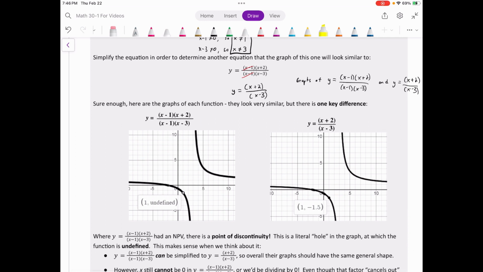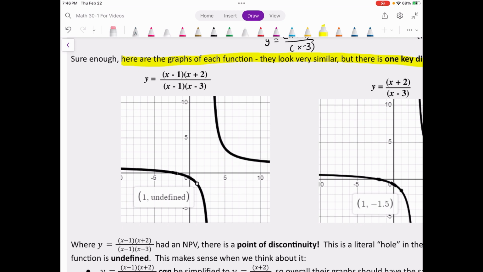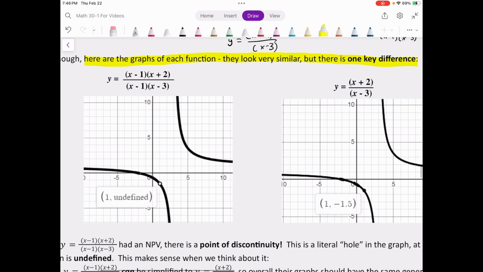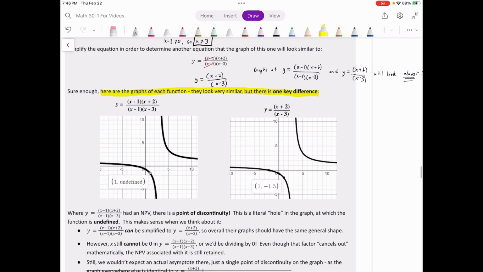So look, sure enough, here are the graphs of each function. They look very similar, but there is one key difference, okay? And this is pulled straight out here from graphing them with technology. Here is the graph you will get if you type in what we actually were thinking about to start with. Y equals (x minus 1)(x plus 2) over (x minus 1)(x minus 3). Here is the graph you will get if you just plug in our simplified version, y equals (x plus 2) over (x minus 3). Zooming out, they do look very similar.